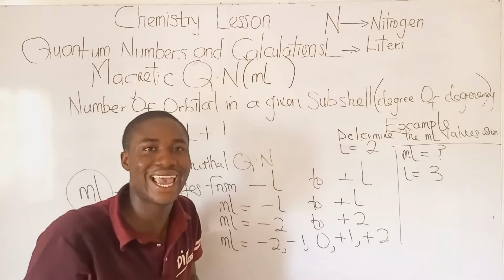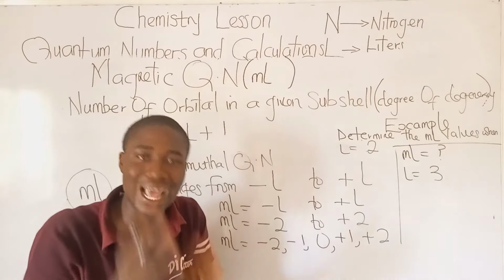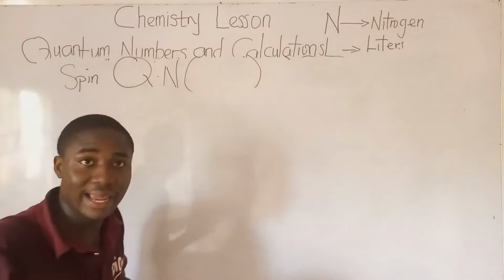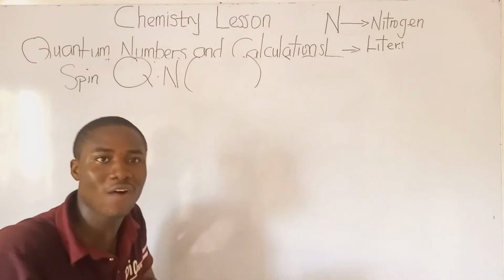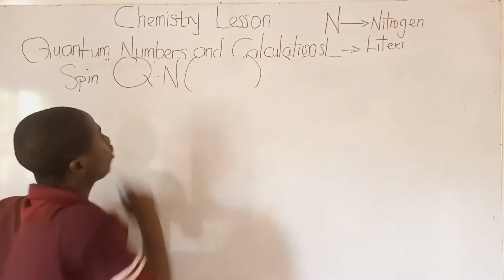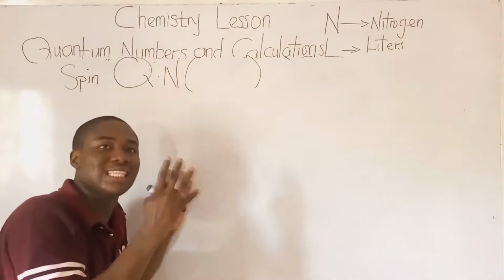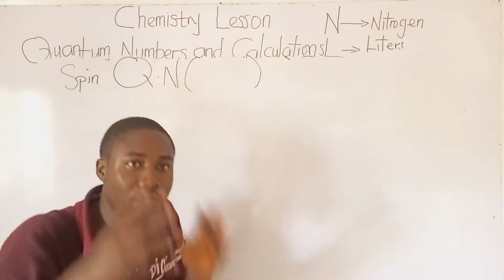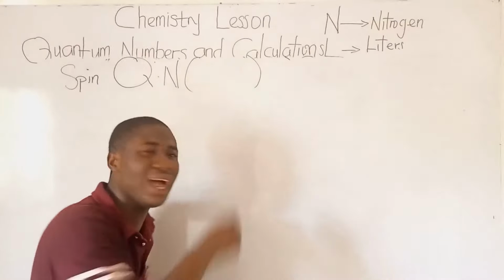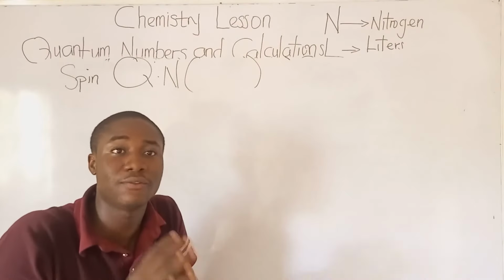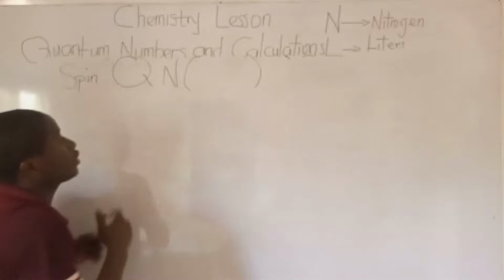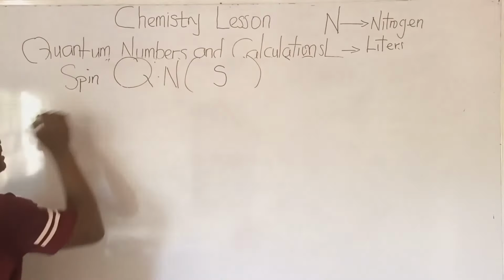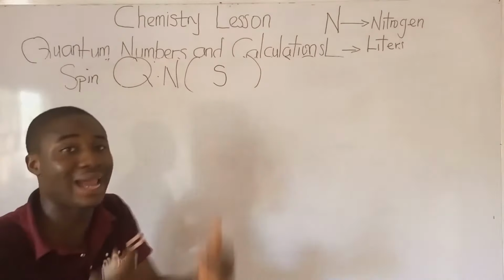So with all this said, let us quickly move over to the last quantum number called the spin quantum number. After discussing the last quantum number, we simply go ahead to solve various practice questions under this topic so that we can master it very well. Meanwhile, the spin quantum number is denoted with the symbol s, and it describes the direction of the electron.